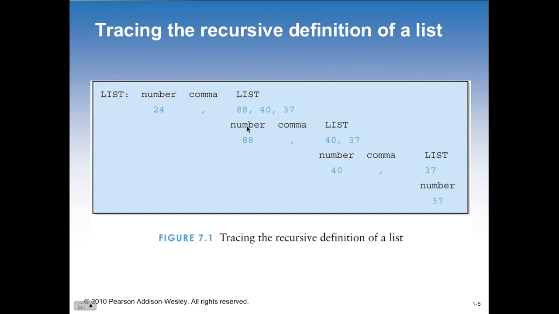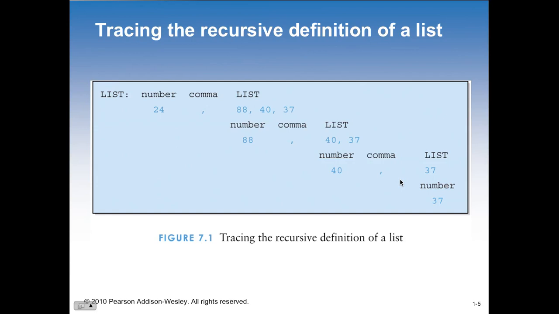So here's the rest of the list. And then we have a number, 88, followed by a comma, and then the rest of the list, 40, 37. And then we have the number 40, comma, 37. This is recursive thinking, because we're going through first item, second item, third item, fourth item, and defining each item by the structure: the first item, comma, the rest of the list. The second item, comma, the rest of the list. So tracing the recursive definition of a list would look like this.